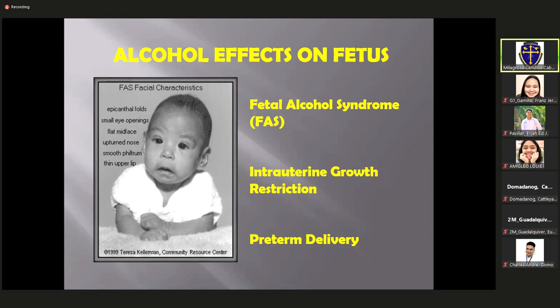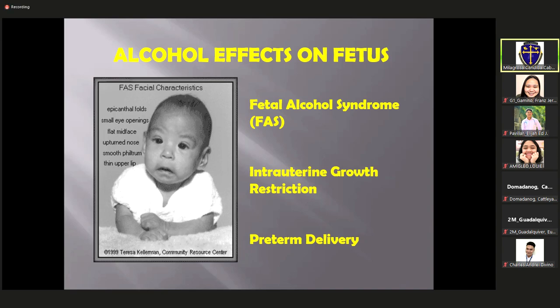I know you know this already. You have this fetal alcohol syndrome or your FAS. So, these are the facial characteristics of the baby with FAS. No? Epicanthal folds, small eye opening, parang si Garfield, guys. Flat mid-face, upturned nose, smooth philtrum, thin upper lip. Okay, guwapo pa gani ang baby.